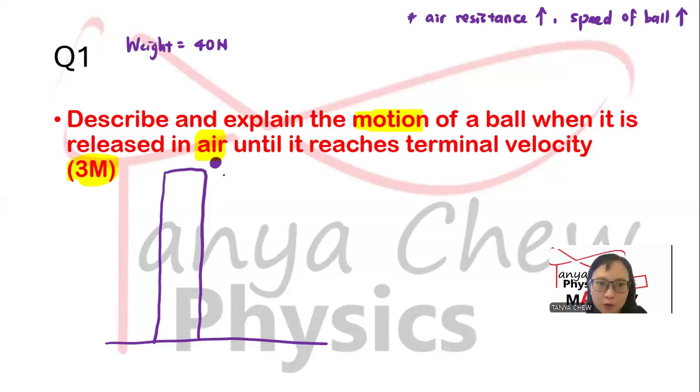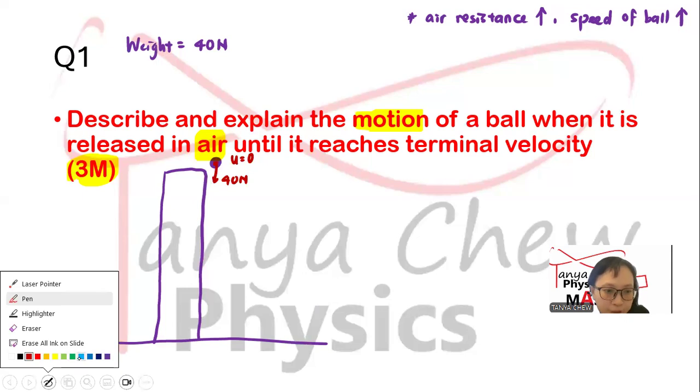At first, the ball has 0 initial velocity. That also means that the ball initially is at rest. So when the ball is at rest, the only force that acts on the ball is the weight of the ball, which is 40 Newton. Weight is always acting downwards because gravity is always pulling the ball downwards towards the center of the Earth. Since the initial velocity is equal to 0, there's no air resistance acting on the ball, because air resistance will only act when the ball is moving, when the ball has speed.